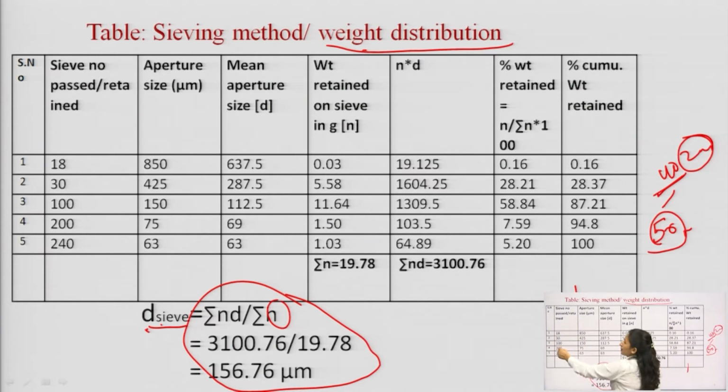First one is the sieve number. You have selected 5 sieves: 18, 30, 100, 200 and 240. Now the aperture size: for the 18 number sieve, the aperture size is 850. This is a fixed value. We will get the values from the pharmacopoeias also.